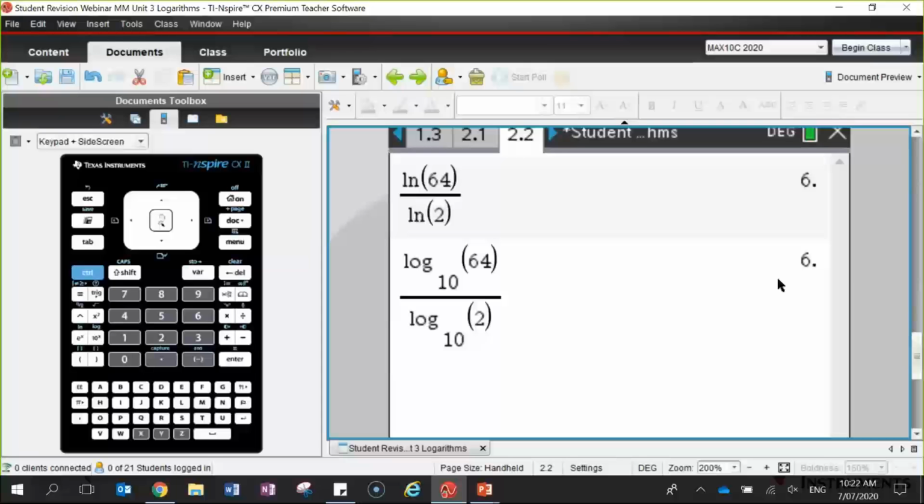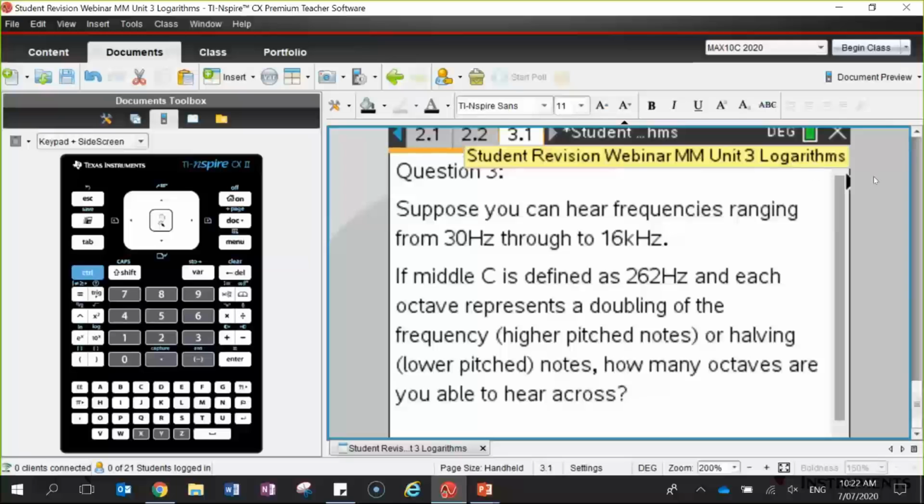All right, the very last question that I need to do is we're going to look at a modelling question, so a problem-solving question, again using our logarithms. So what we're looking at here is applying our knowledge of logarithms to sound, and in particular it starts talking about octaves. Now, I don't know a lot about music. I like to listen to it, but I cannot play a musical instrument.